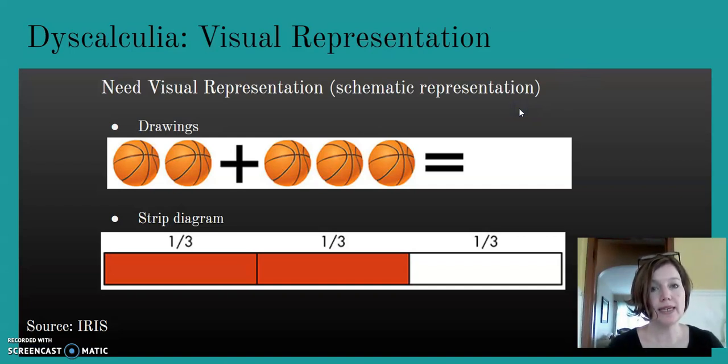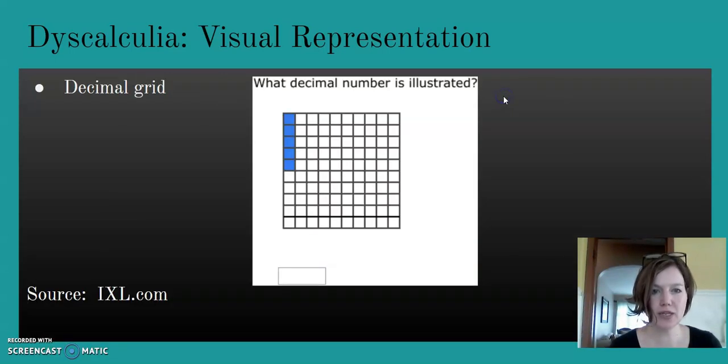Then the next component of presentation is the visual representation. So they're going to need to be able to see drawings and strip diagrams. And I love this next one because, like I said, it's hard for them to get past the ones place. And so something like that might help them to understand what 5/100ths really means. So they'll need visual representation.